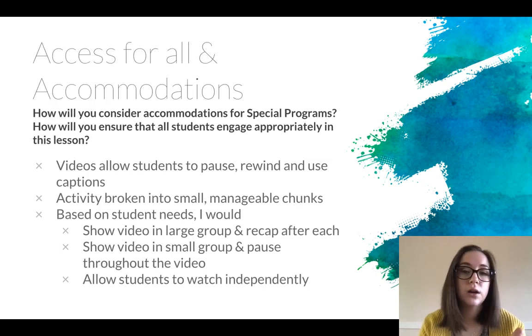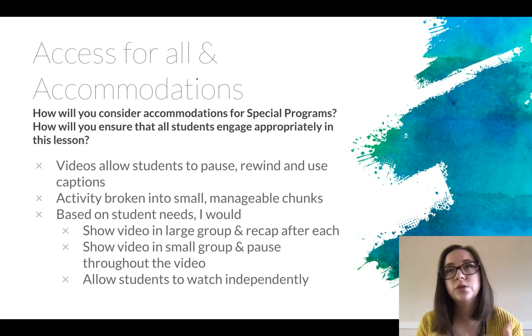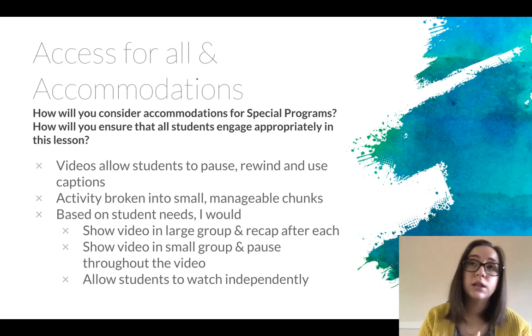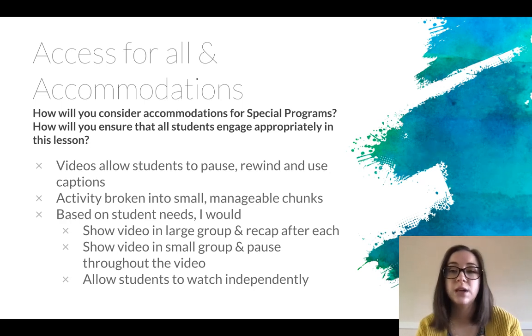So, access for all and accommodations. Of course, we've got special programs: 504, IEP, ESOL. I really like using videos as much as I can because they allow students to pause, rewind, and use captions. You can also translate to Spanish a lot of times in the captions. Especially if an ESOL student or a special ed student didn't catch it the first time, they need more time, they can pause it, they can rewind it, and they can go at their own pace.